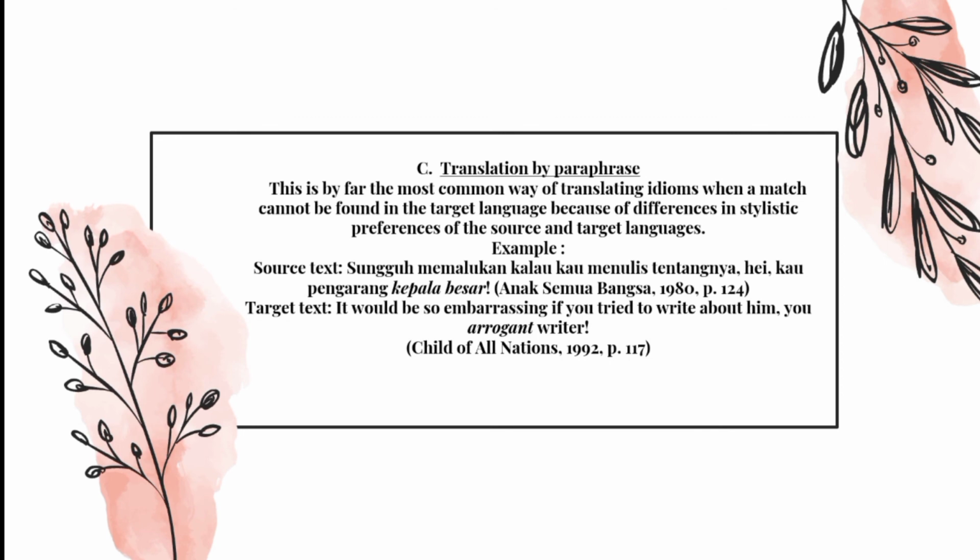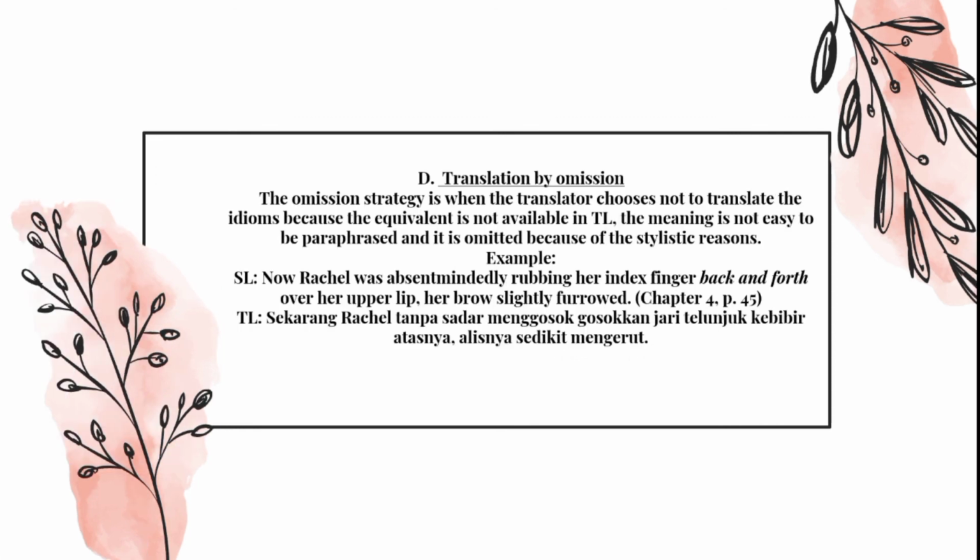The translator decided not to use any idiom to convey the intended meaning of the idiom kepala besar. Instead, the translator used the word arrogant, which is similar to one of the meanings of the idiom kepala besar, which is sombong, to transfer the message of the source text idiom. D. Translation by omission. The omission strategy is when the translator chooses not to translate the idiom because the equivalent is not available in the target language. The meaning is not easy to paraphrase and it is omitted for stylistic reasons.